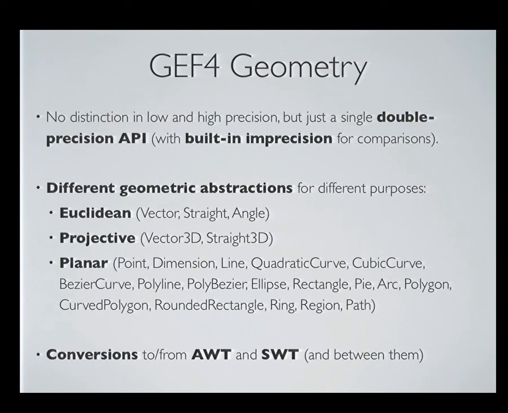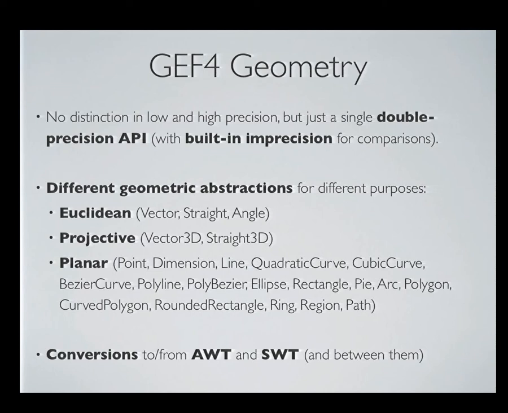So if you compute an intersection point between two straights, for instance, and you later perform a containment check, then the intersection point is reported to be contained by both lines that you intersected, things like that. We have three basic packages within this geometry component. One for Euclidean computations, which basically provides a vector and a straight abstraction. One for projective geometry, which allows you to perform 2D computations based on 3D vectors.